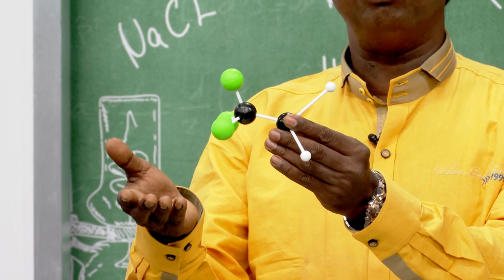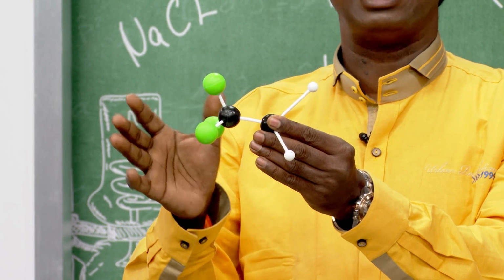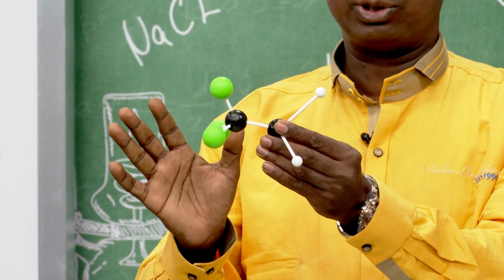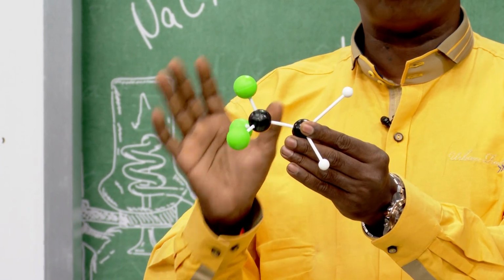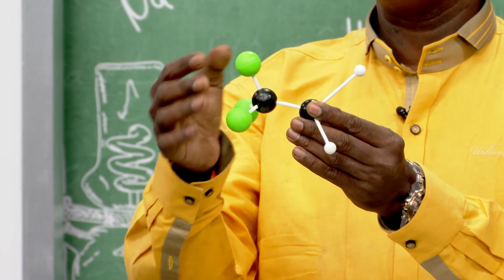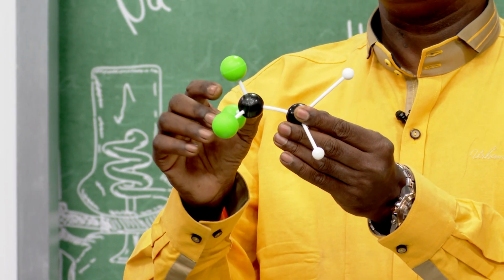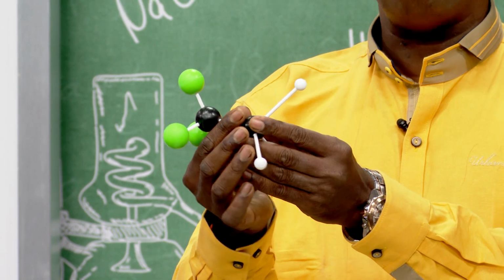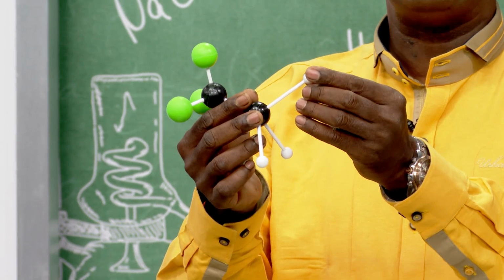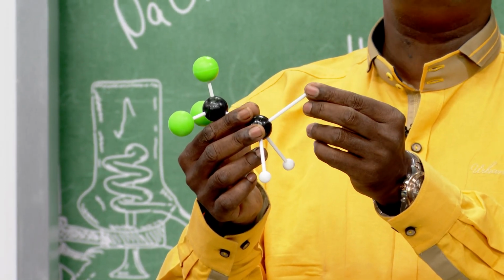Just simply assume that these green balls are chlorine atoms. Sometimes I may use a red ball, I may use a pink ball. Do not worry. Simply assume that these green balls are chlorine atoms, the black ball is carbon, and the smallest atomic size, hydrogen, is a small white ball.